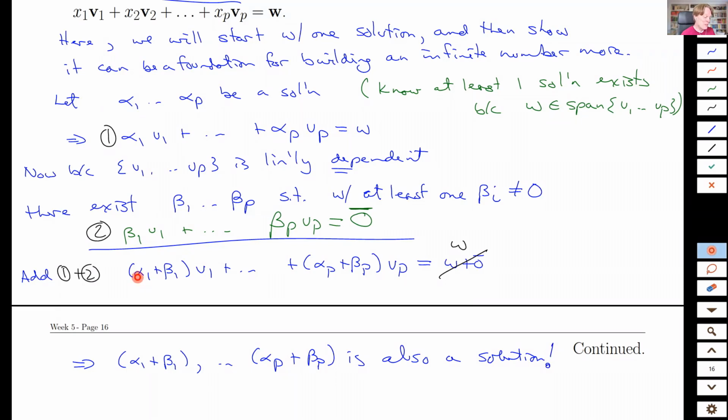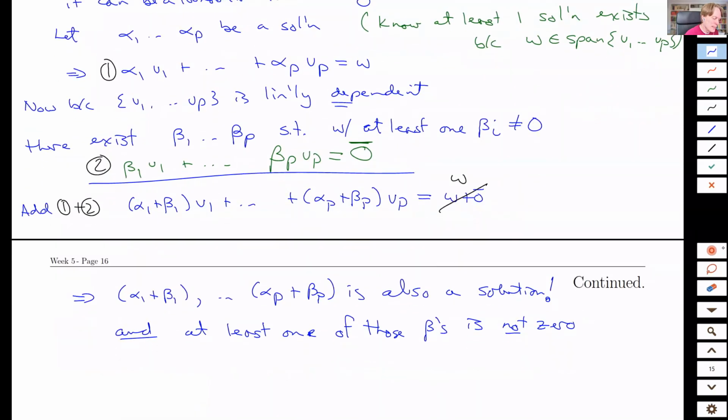Why? Because look at it. If I add up those multipliers times all the vectors, I get W. That's what it means to be a solution. I satisfied my equation. And at least one of those betas is not 0, right? That's what we set up here. These betas aren't all 0 because I've got a linearly dependent set. There's some of them that is not 0.